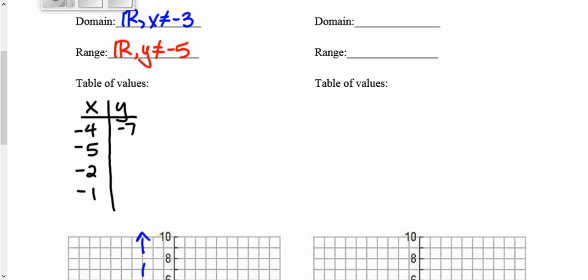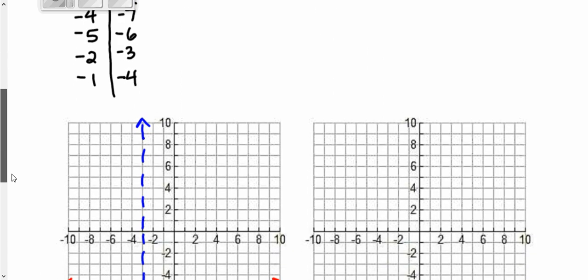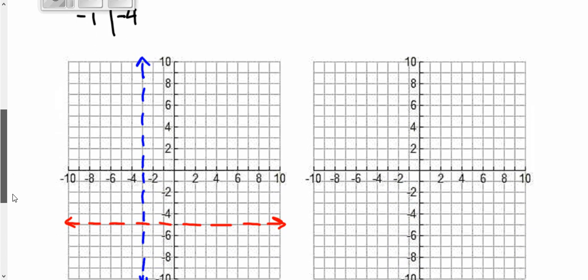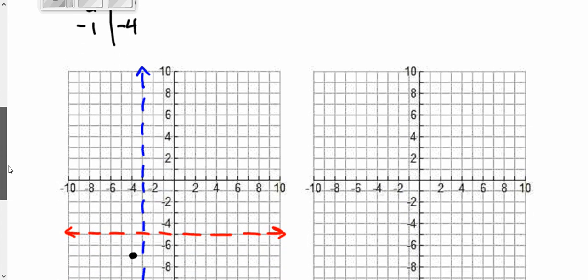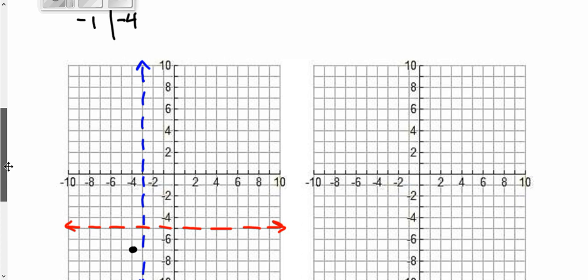Now that I have that set up in my calculator, I can just change that number. I'm going to change the negative 4 to a negative 5. And now I'm going to change it to a negative 2. And now a negative 1. And then I'm going to plot these 4 points. So I have negative 4, negative 7. And then I have negative 5, negative 6. Negative 2, negative 3. And negative 1, negative 4.